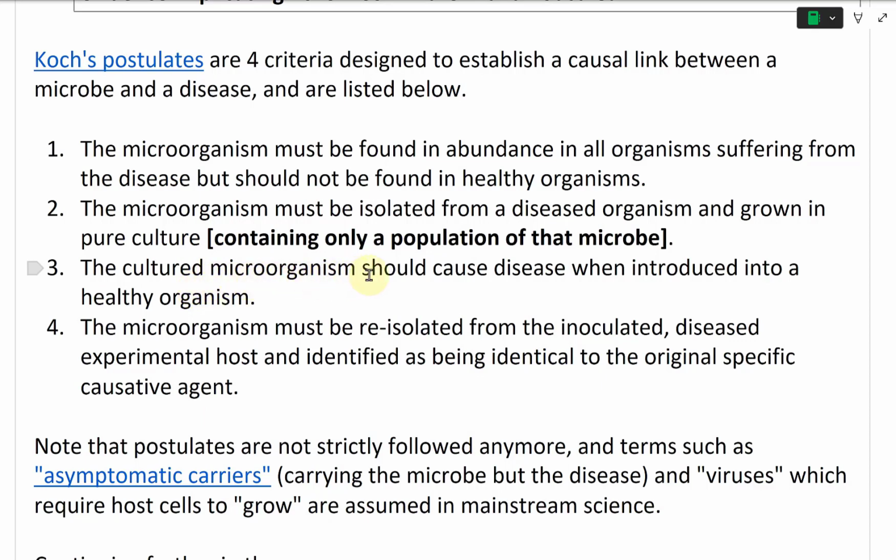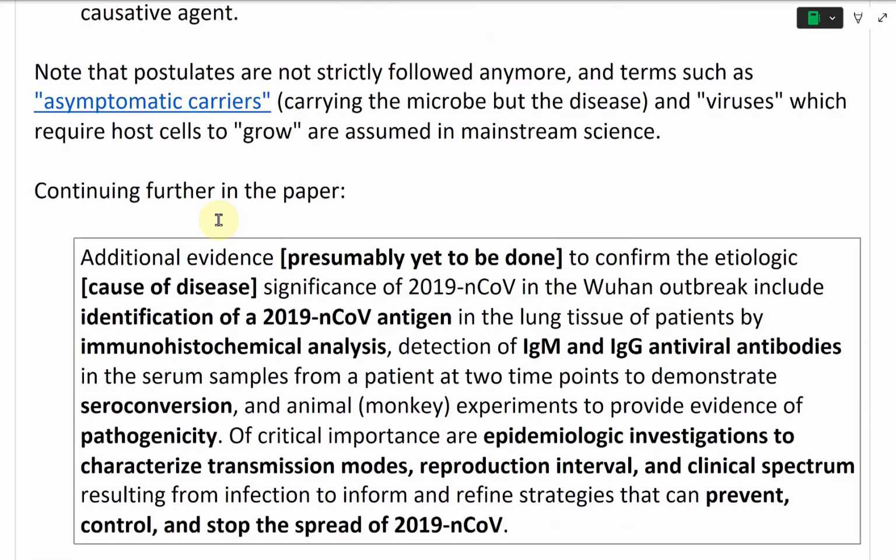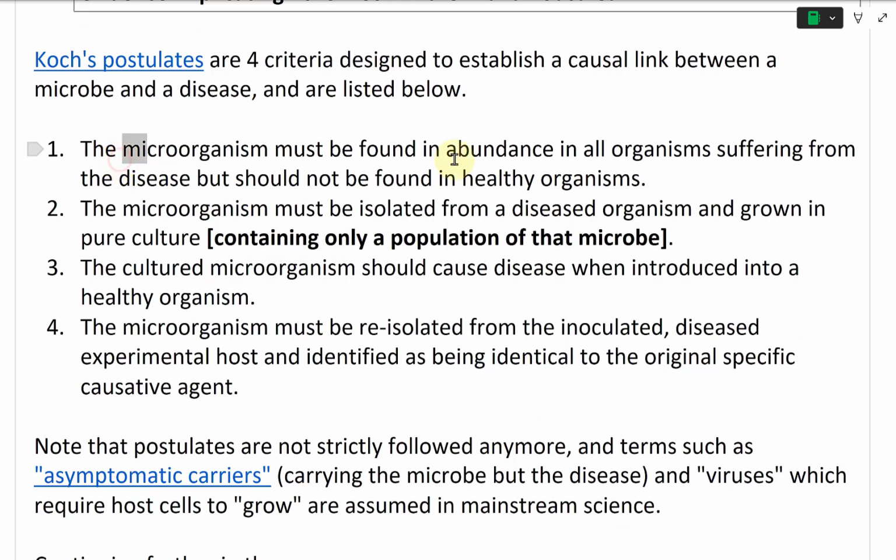So the cultured microorganism should cause disease when introduced into a healthy organism. And the microorganism must be re-isolated from the inoculated, diseased experimental host and identified as being identical to the original specific causative agent. And basically, to summarize, you have to find a microbe in abundance in all the organisms suffering from the disease, but not in the healthy organisms. But remember, with viruses and even some bacteria, you can have asymptomatic carriers, where you can have that microorganism in healthy organisms, which eludes reasoning.